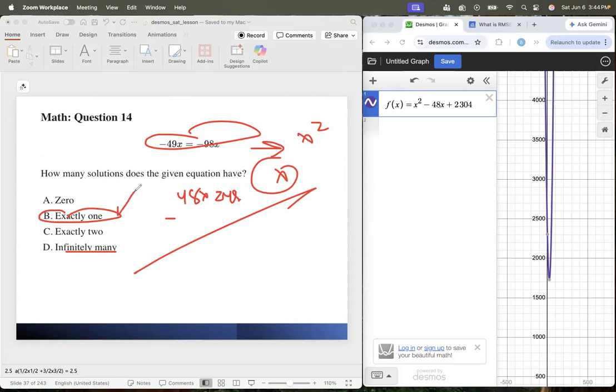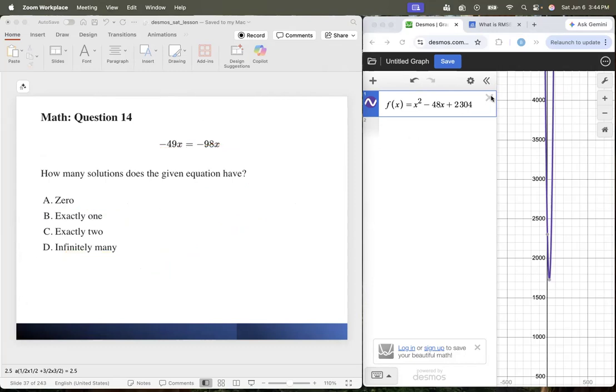So this is exactly one solution. You should not be worried. You should not overthink it. You can plot this in Desmos. If you want to know what it is, you can just plot it in Desmos.